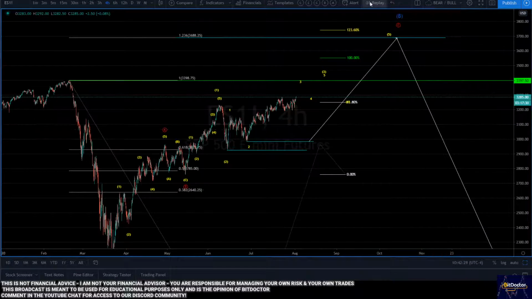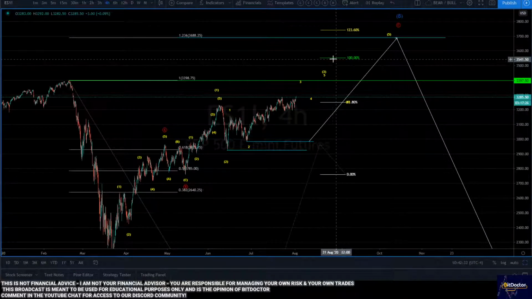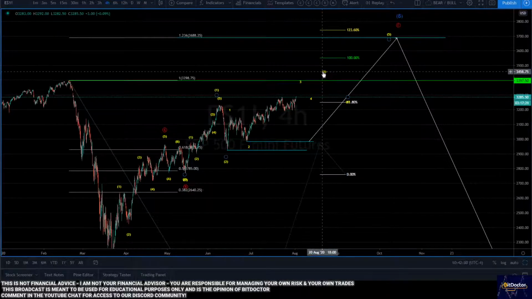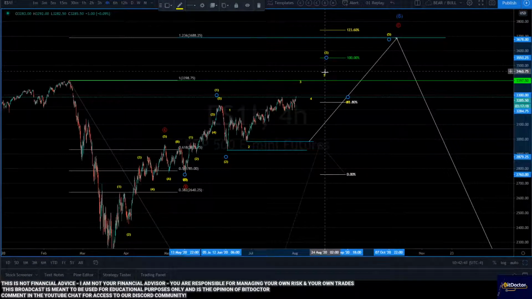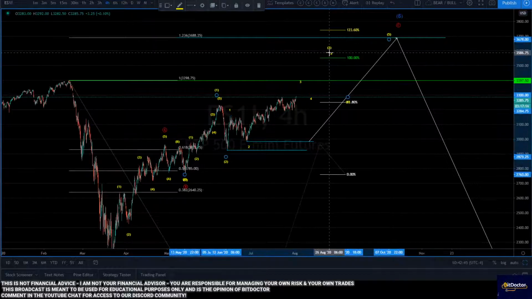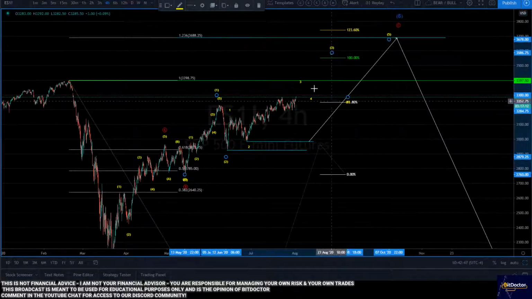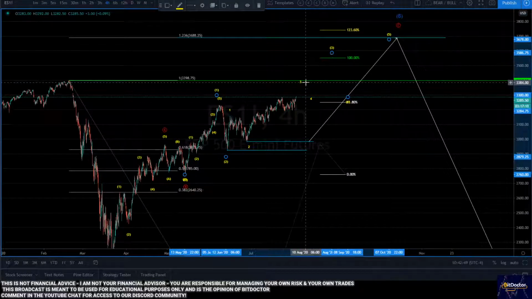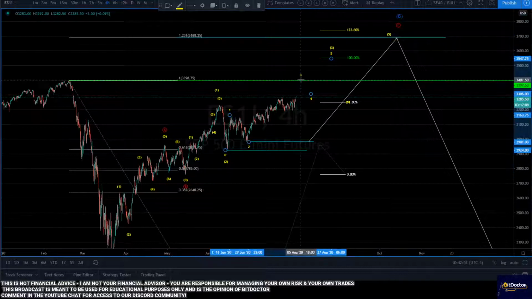Probably going to find our way up here, close to the 123.6. Let's wait and see what happens at the 100, which is going to be at about 35.50. Watch to see what happens at 35.50, and maybe this goes that high. Maybe this 3 goes up there, maybe this 5 goes up here, the 5 of the third, and maybe this 3 actually goes a little bit higher. We're just going to have to wait and see.